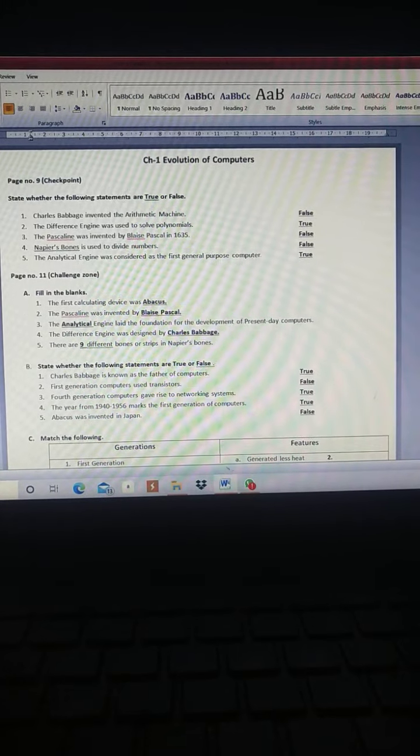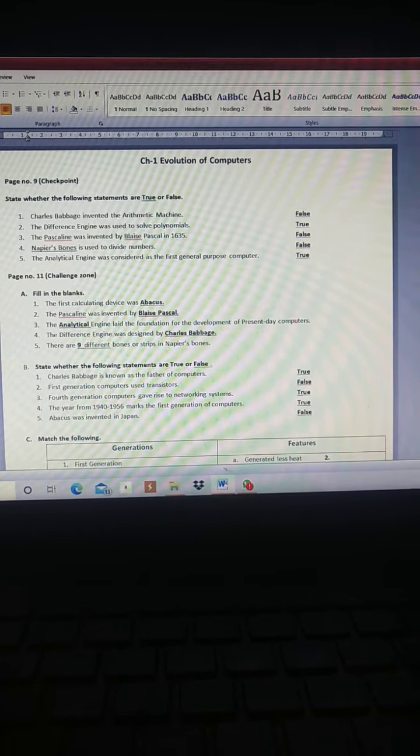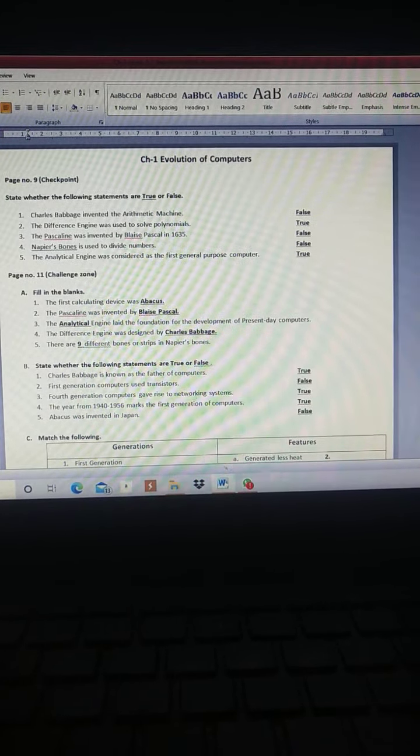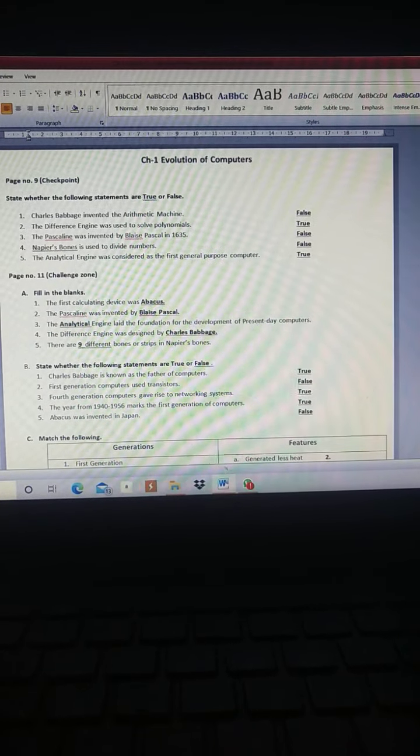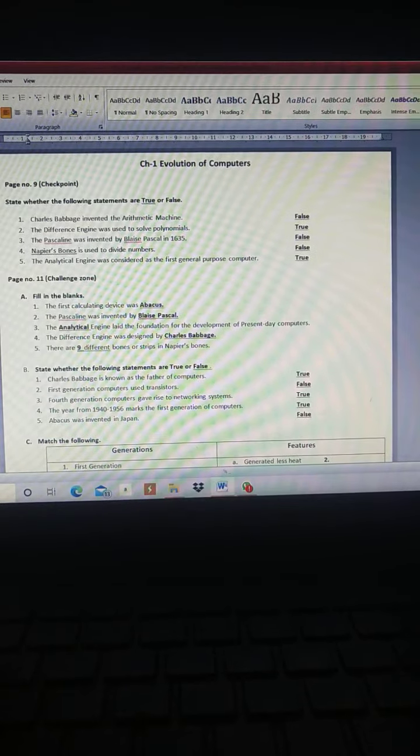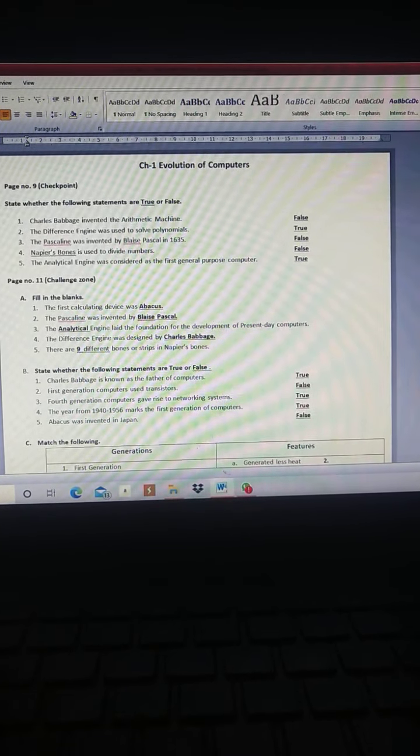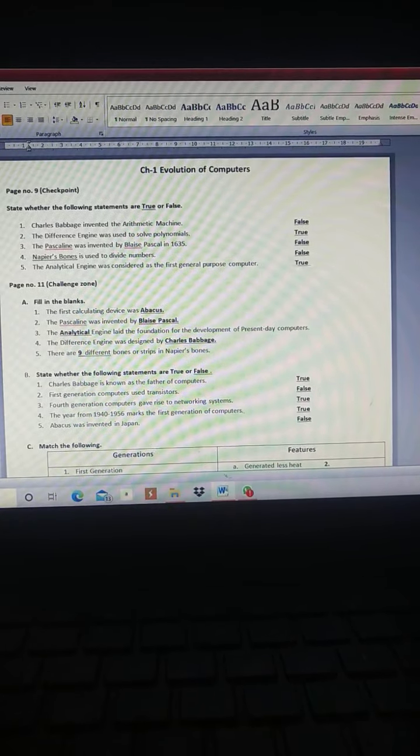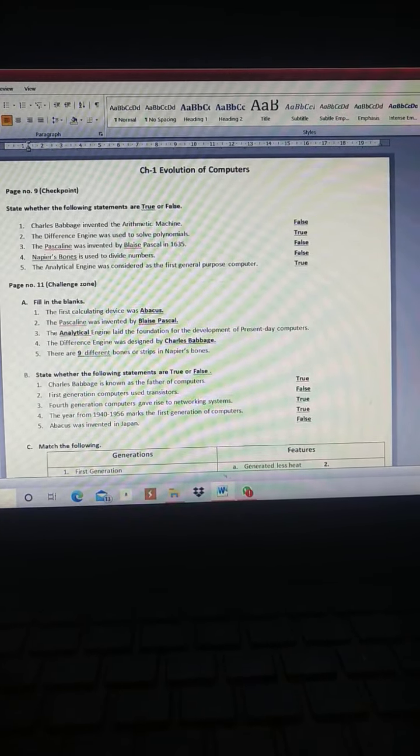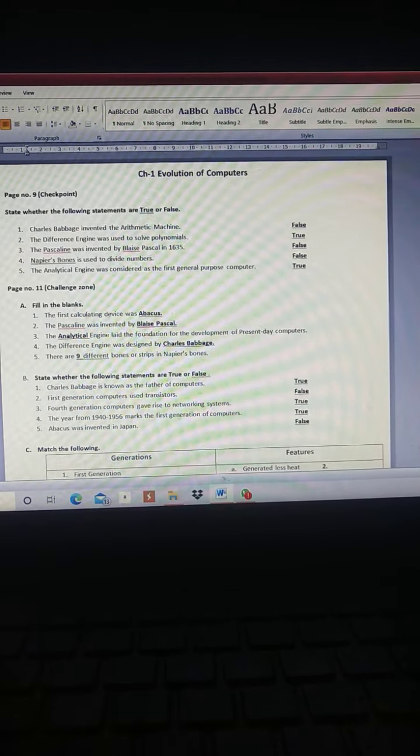Number 4 is, Napier's bones is used to divide numbers. It is also false, because Napier's bones is used to multiply numbers, not divide. Question number 5 is, the analytical engine was considered as the first general purpose computer. Yes, it is true. So on page number 11 it is challenge zone.